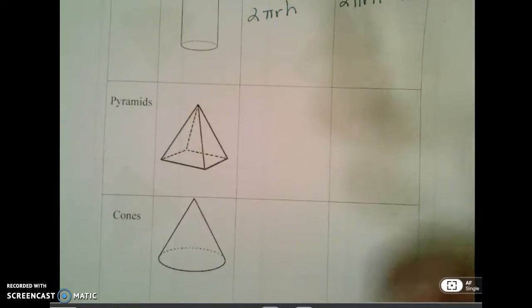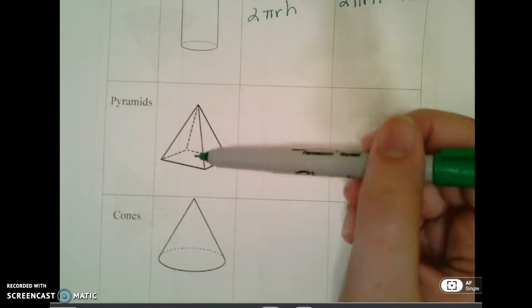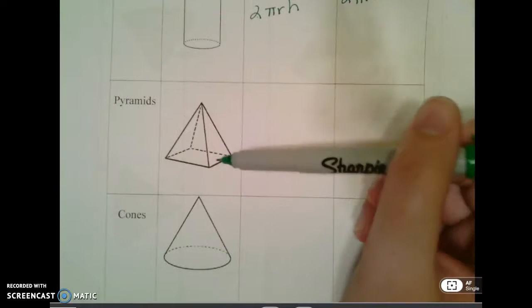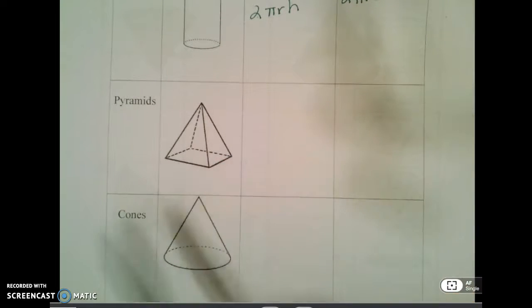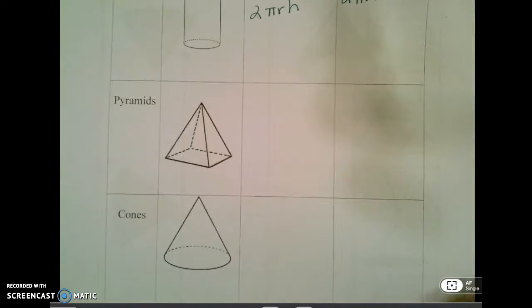Pyramids have 1 single base, and then the sides are triangles that connect at 1 point. So this particular pyramid is a rectangular pyramid because my base is a rectangle. Remember, like I said, we name these shapes based on their base. So I could have a triangular pyramid, a rectangular pyramid, a hexagonal pyramid. Whatever the base is, that's how you name it.